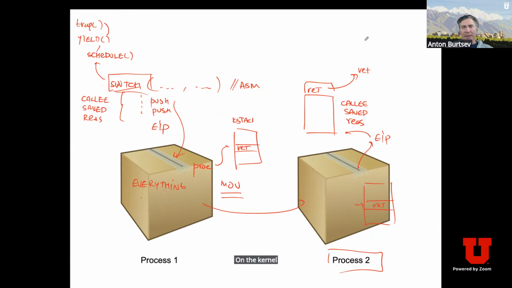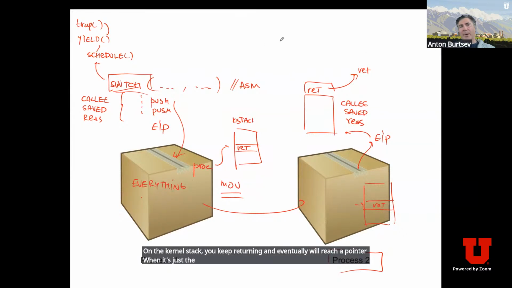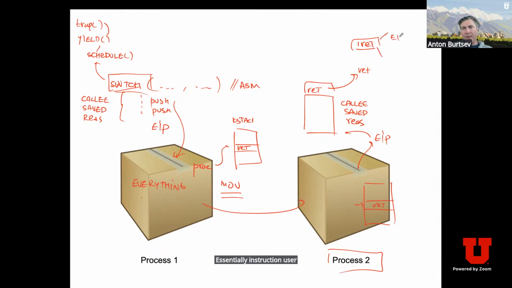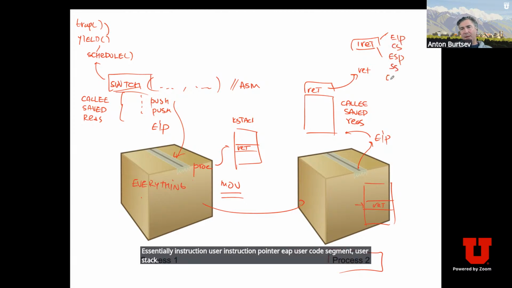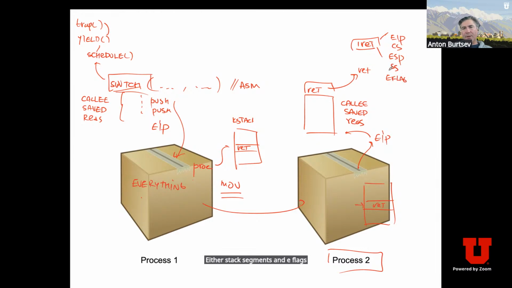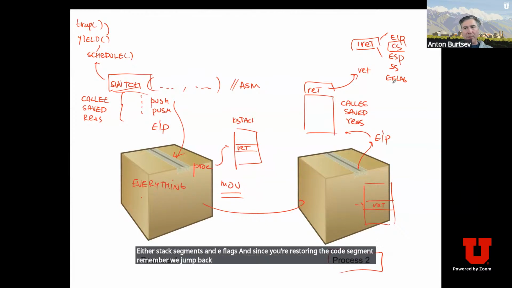You keep returning, and eventually you will reach the point where you restore everything from the trap frame, and eventually you do the IRET function, which restores these 5 things saved by the hardware: essentially the user instruction pointer, ESP, user code segment, user stack segment, and EFLAGS. And since you're restoring the code segment, remember, if the interrupt preempted us from the user level, we will go back to the user level, privilege level 3, and we'll continue running in user level. Make sense?